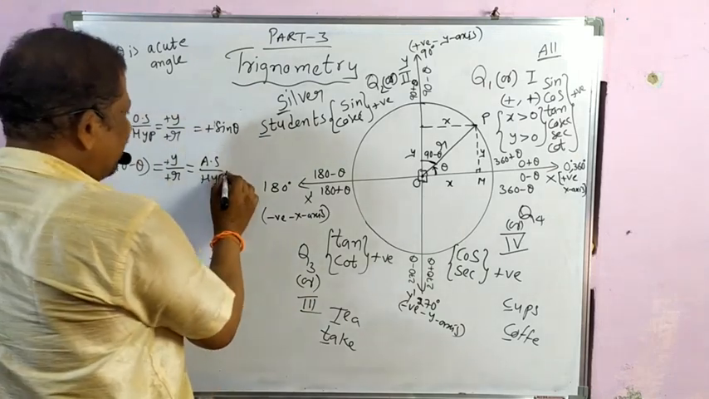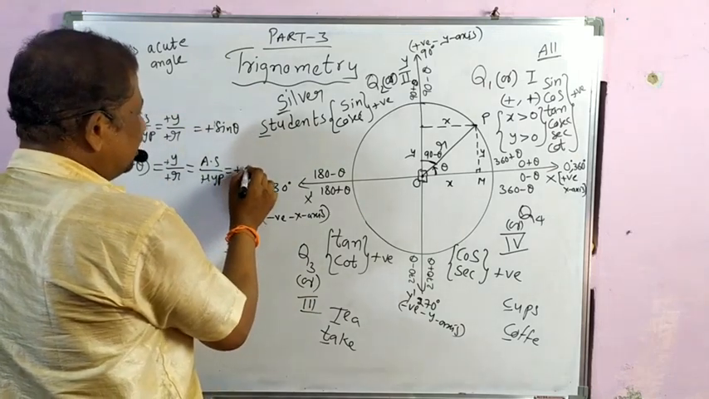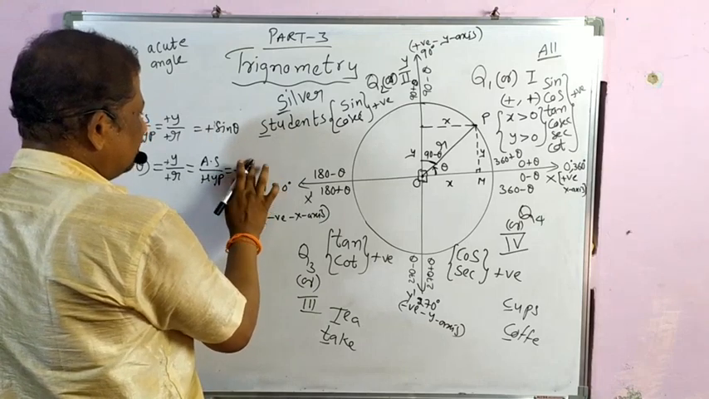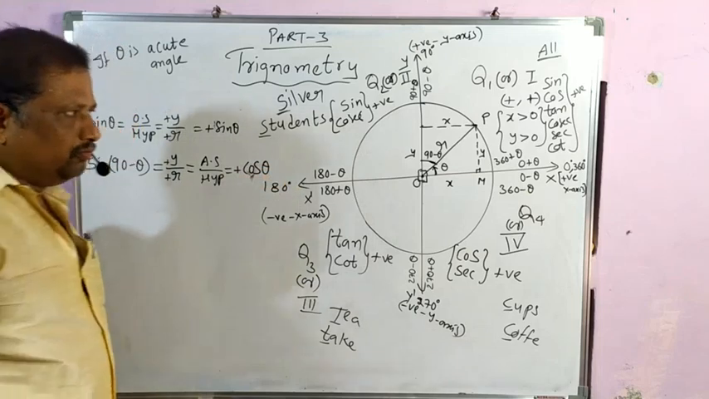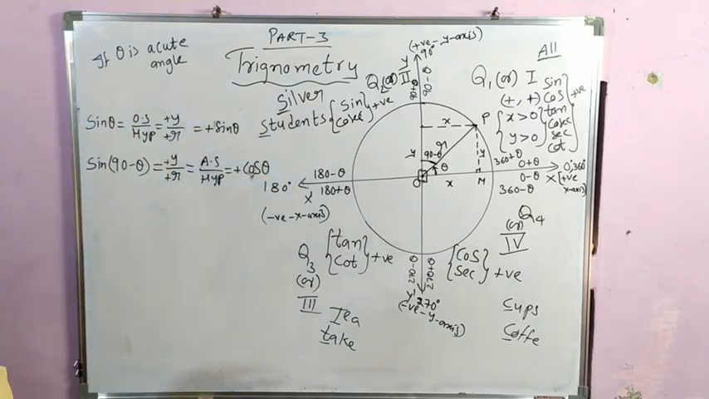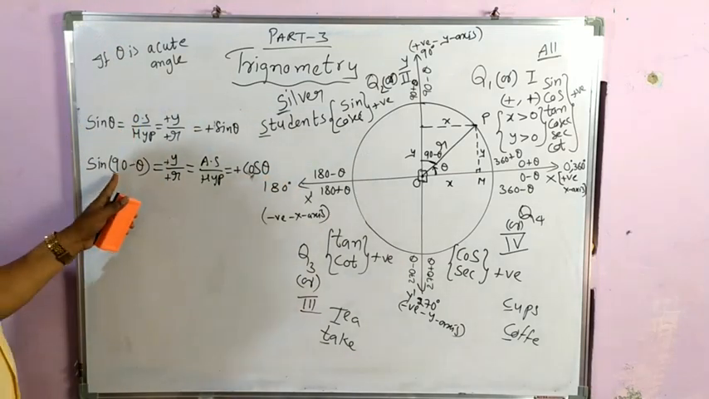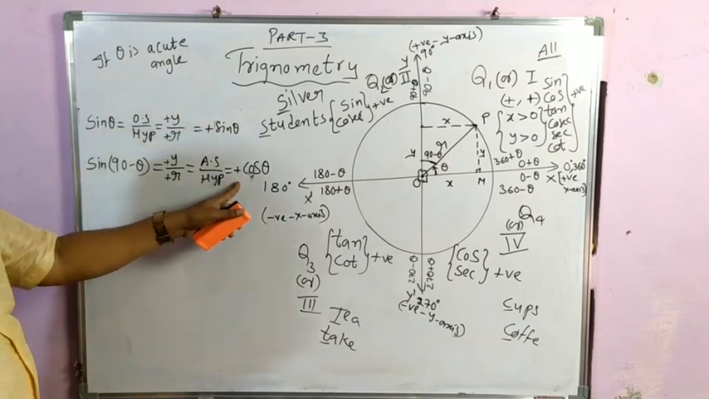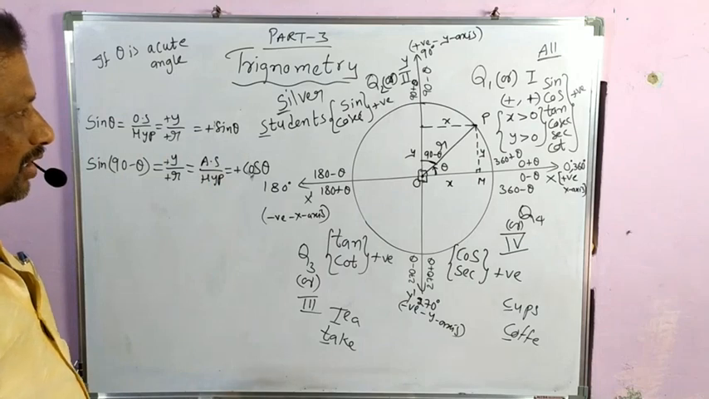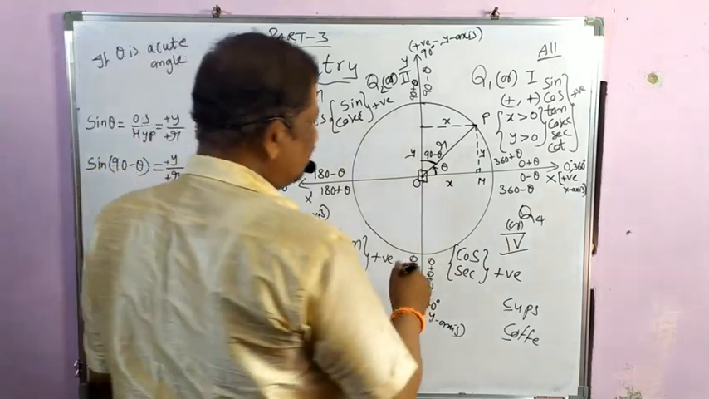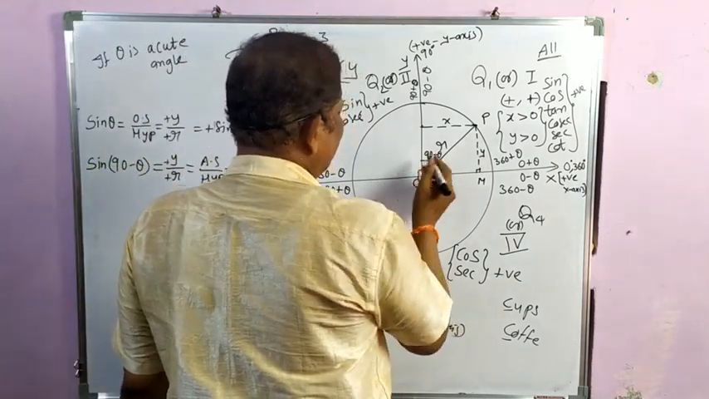So adjacent side by hypotenuse is nothing but what? It will become the cos ratio, no? Cos theta. So sin of 90 minus theta will become plus cos theta. That's cos theta. Okay, clear? So next, 90 plus theta we will take.